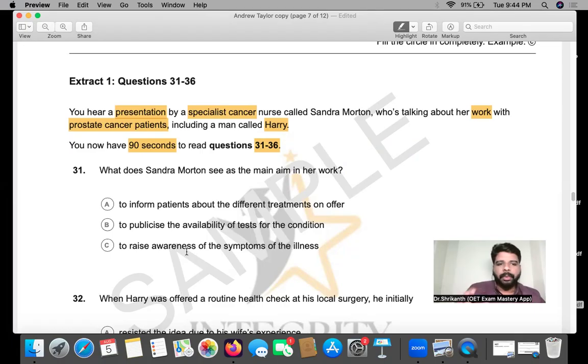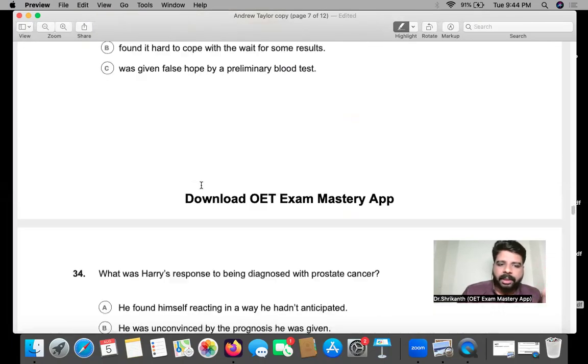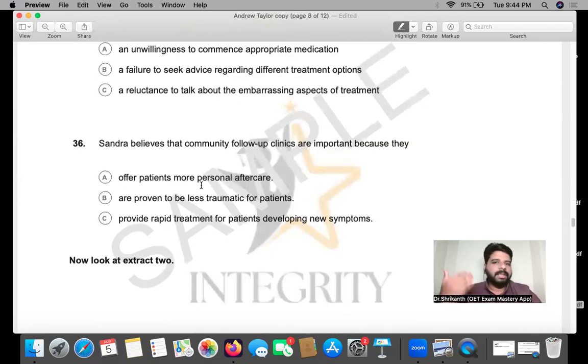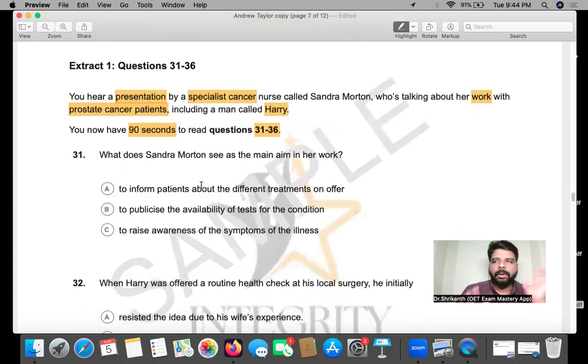They will not give any importance to the question type. For the sake of reading, they will just read 31 very quickly, and then 32, 33, 34, 35, 36. And then they will still have some time left. Maybe within 45 seconds they read it one single time, and in the remaining 45 seconds, once again they will simply read 31, 32, 33, 34, 35, 36.